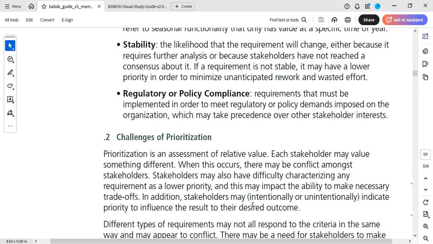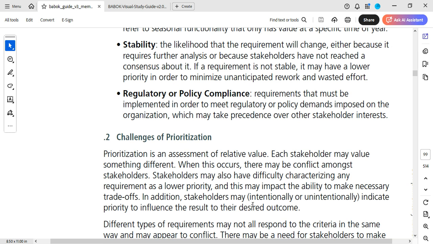So if they lose that timeline, you know that, oh my goodness, it's not going to be nice. So stability: the likelihood that the requirement will change, either because it requires further analysis or because stakeholders have not reached a consensus about it. If a requirement is not stable, it may have a lower priority in order to minimize unanticipated rework and wasted effort. Yeah, we just kind of want to deprioritize that till we make up our minds.